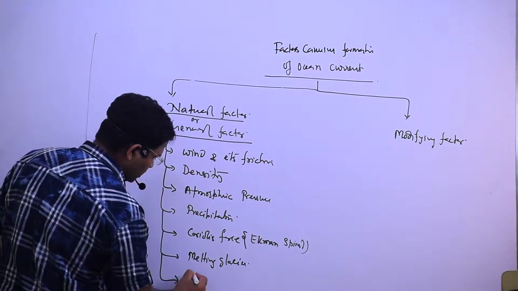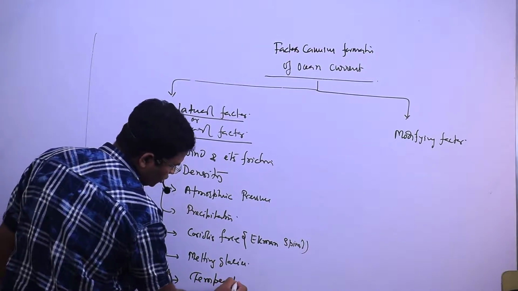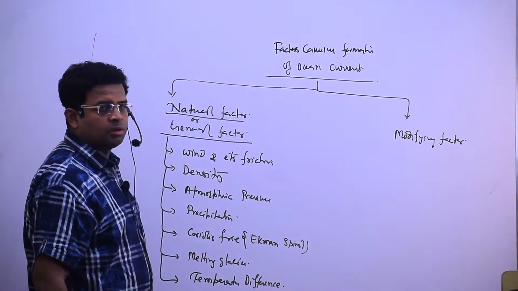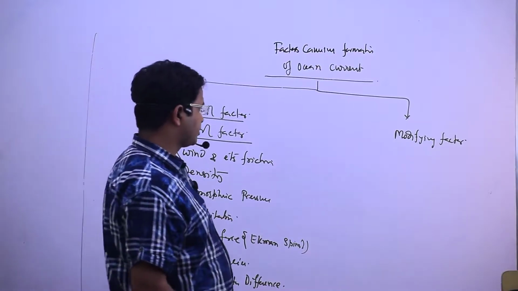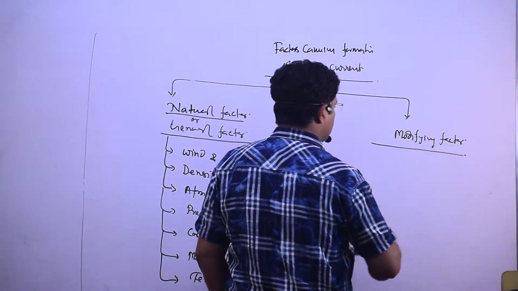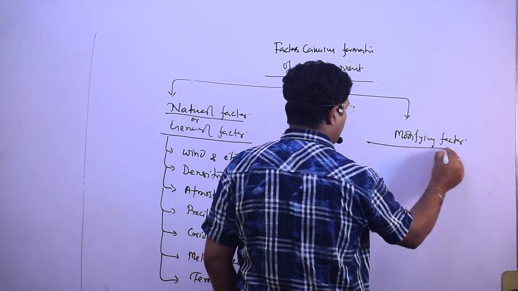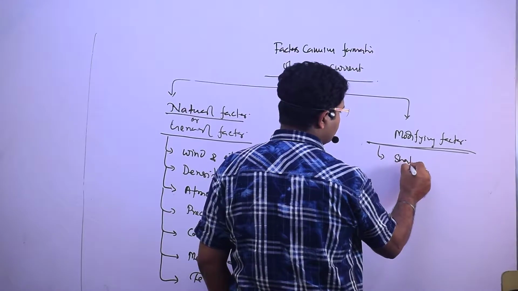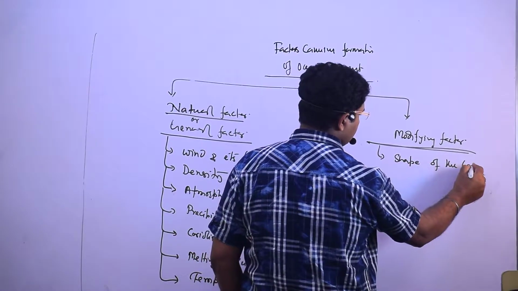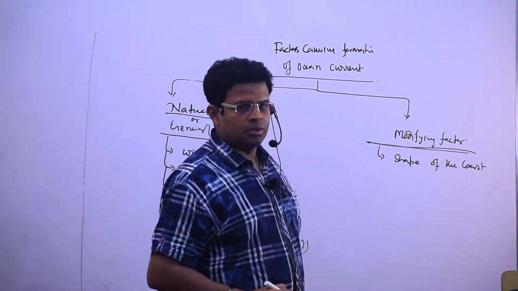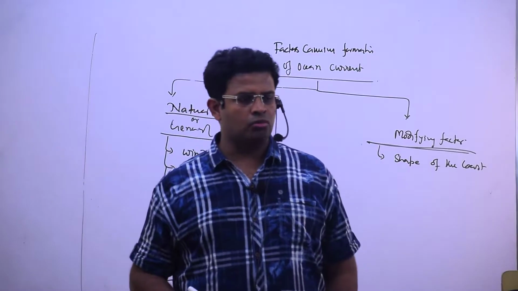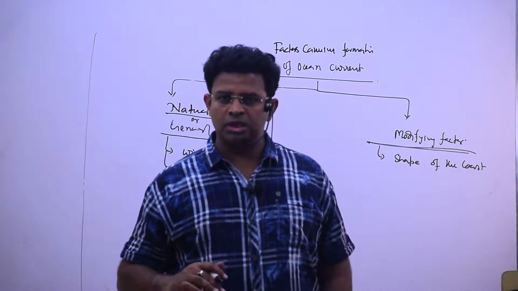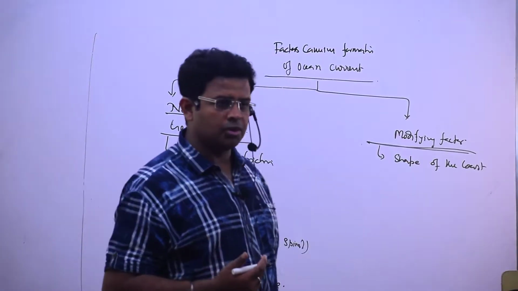Thereafter the next factor is temperature difference. Now the modifying factors. In the modifying factors, I said the shape of the coast. Most of the ocean currents in the world move along the coast. Whatever the coast, they will try to follow the shape of the coast.